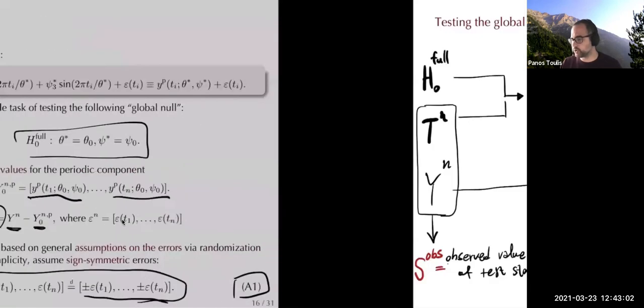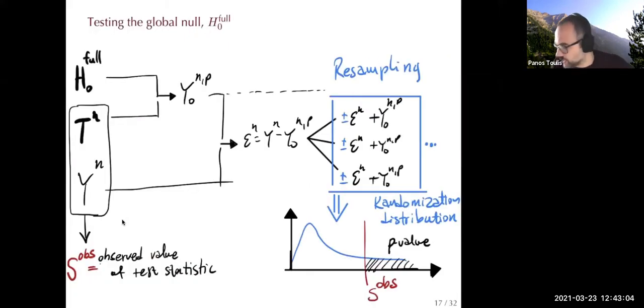So here's how it works. Excuse my art here, it's pretty lame, but I hope it will be more readable and hopefully more intuitive than math and symbols. So here's the situation. I have this strong null, this sharp null that I want to test. I have the observation times. I have the data. As I said before, given the null and the observation times, I can impute all the values for my periodic components, because my null is sharp enough. It tells me what the values are for the parameters. Just plug them in, and I get values for my periodic component.